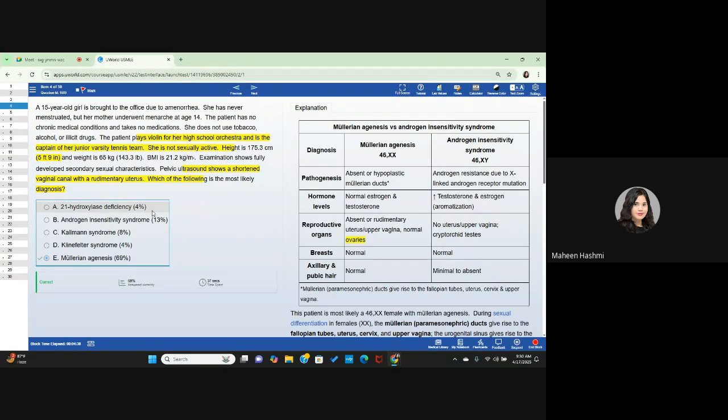In Mullerian agenesis, they would also say that the vagina ends in a blind pouch, and the pubic and axillary hair may be scanty or absent. But what will be the key takeaway?